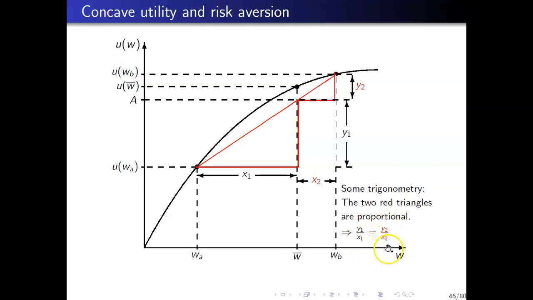Now, if we rearrange this, so I could put all the y's on one side of the equation and all the x's on the other side of the equation. So this is what I do here. I put the x's on the left-hand side of the equality and the y's on the right-hand side of the equality. So x2 over x1 is equal to y2 over y1. We will use this relationship to find the value of A, to show that the value of A is equal to expected utility. So x2 over x1 is equal to y2 over y1.